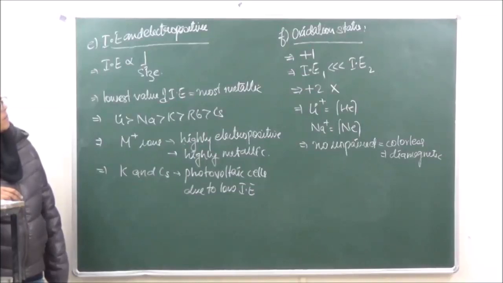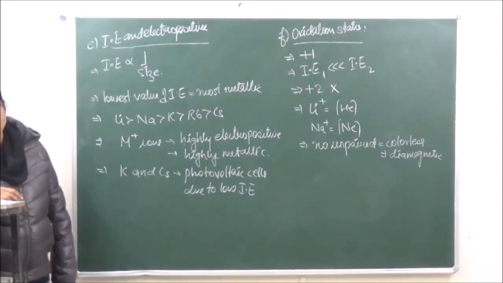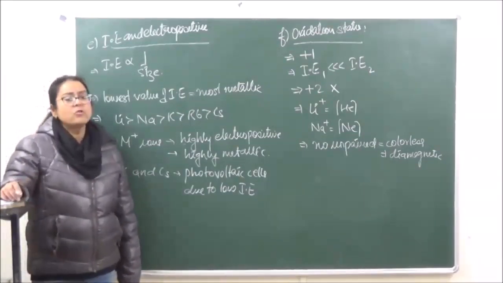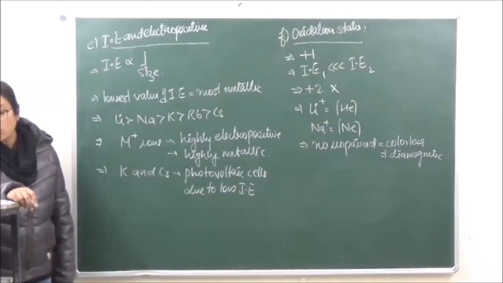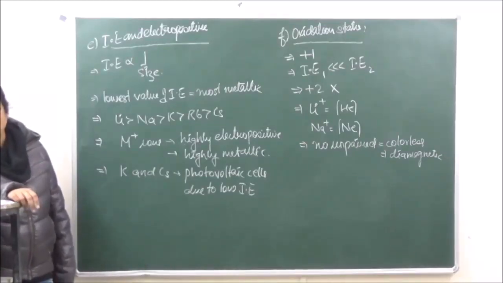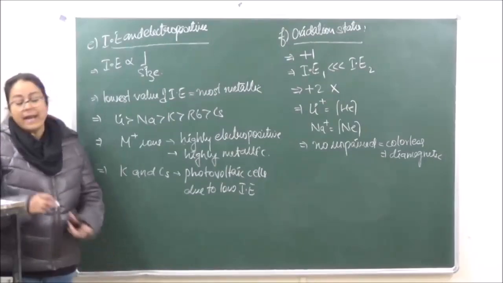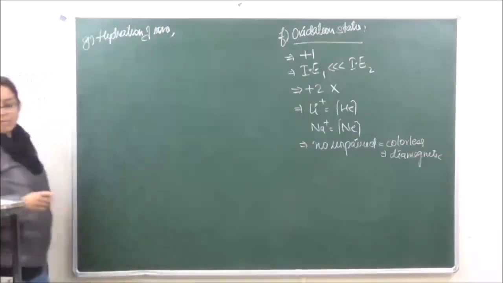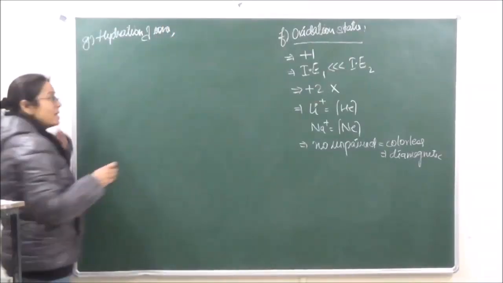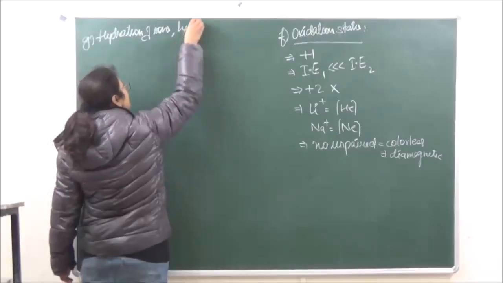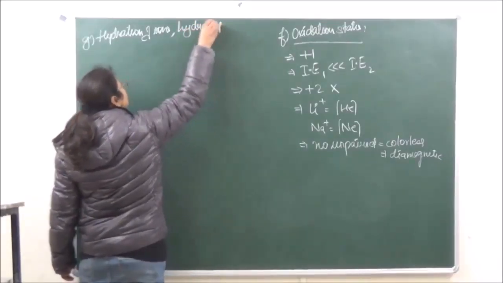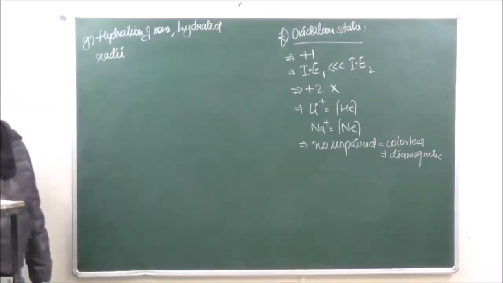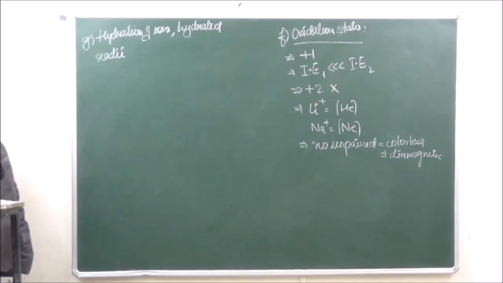Then the next property which we are going to discuss is very, very important, because on the basis of that we are going to discuss the reduction potential values of all the alkali metals. So let's go on to the next property: hydration of ions, hydrated radii and hydration energy.